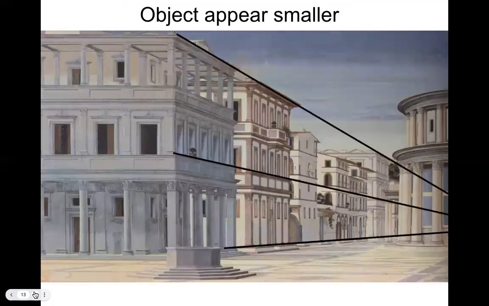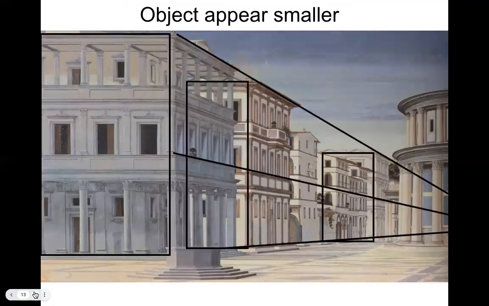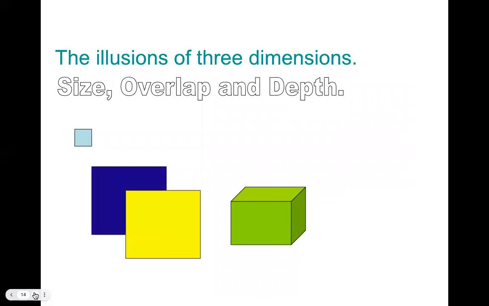You can see how objects get smaller and smaller as they go closer and closer to the vanishing point. So to create depth, we can change size, we can have overlap, and we can have depth where lines go back into space diagonally.